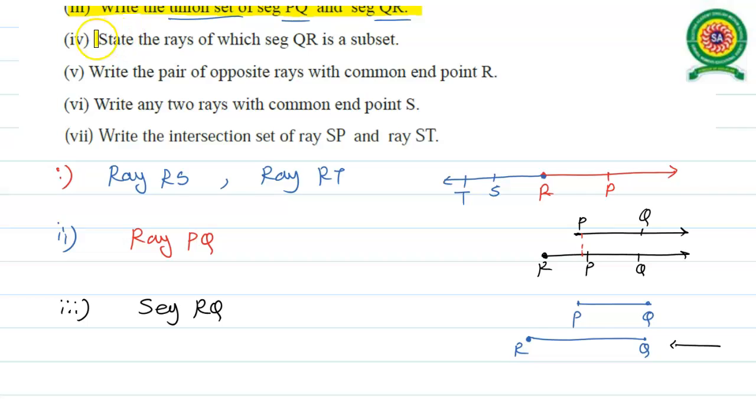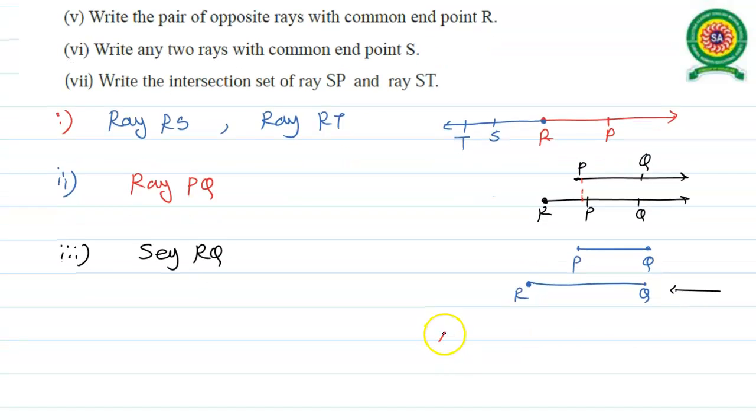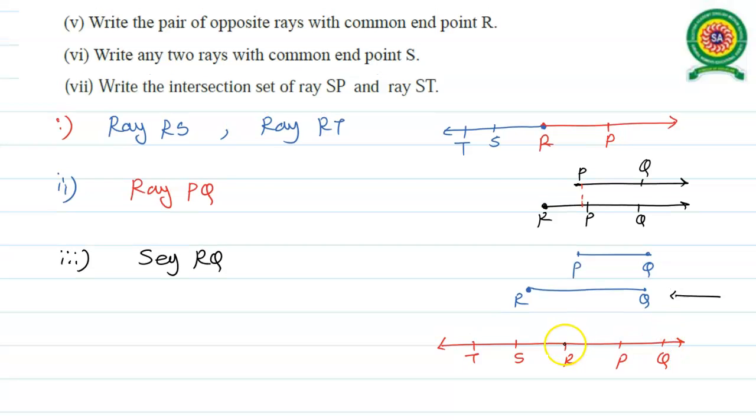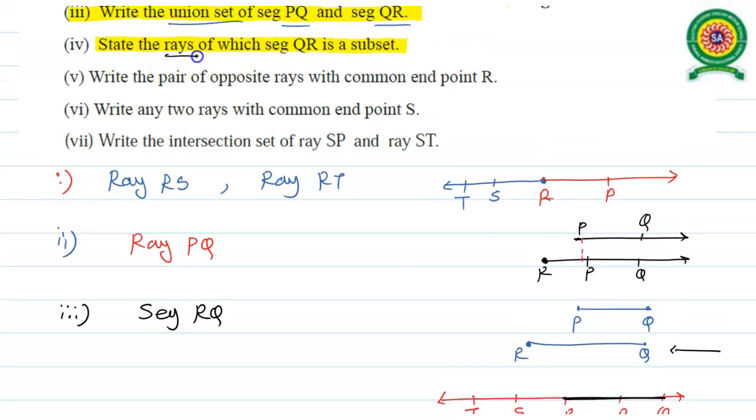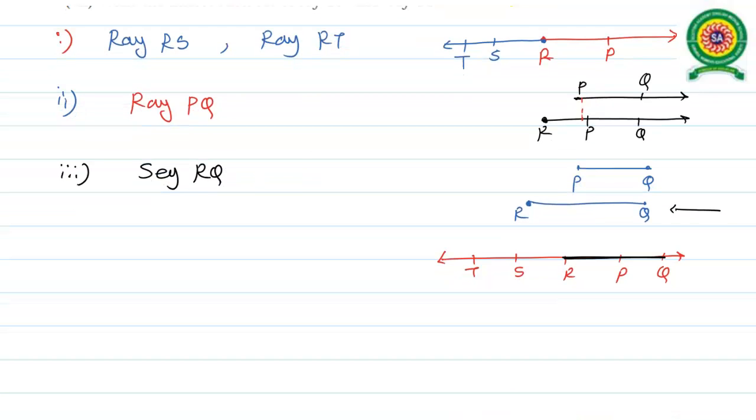Now the fourth sub question: state the rays of which segment QR is a subset. Firstly I will draw the line. We have T, S, R, P, and somewhere here we have a Q. Now look at the segment RQ or QR. We have to find the ray that contains all points of segment QR. So you may call that ray RQ, ray SQ, or ray TQ.